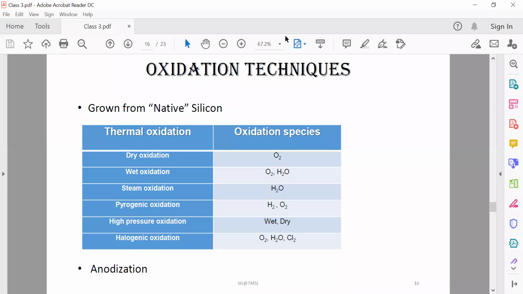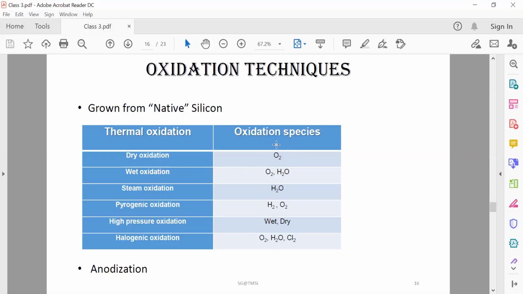And there are different techniques of native silicon dioxide growth. So one technique is known as thermal oxidation, and one type is dry oxidation, where you use only dry oxygen, and the dry oxygen reacts with silicon to form silicon dioxide. It's known as dry oxidation. Okay. Second is wet oxidation.